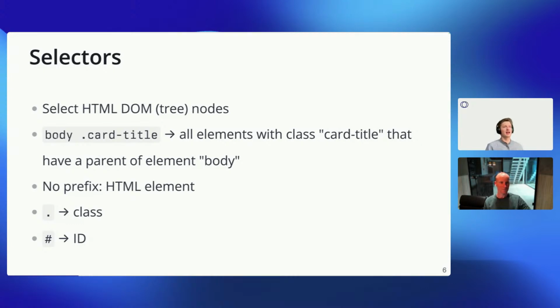And here's an example. It's body.cardTitle. That's one selector. And this means all elements with the class cardTitle. So dot is for class, or which have a parent of element body. Okay, so the thing is here, body has no prefix, so it means the HTML element. So literally write tag body. That's the element itself. Dot we already know is class, so body and then class equals some class. That's how we specify classes. And the hash symbol we can use for IDs. There are lots of more selector options out there, but these are the basics.